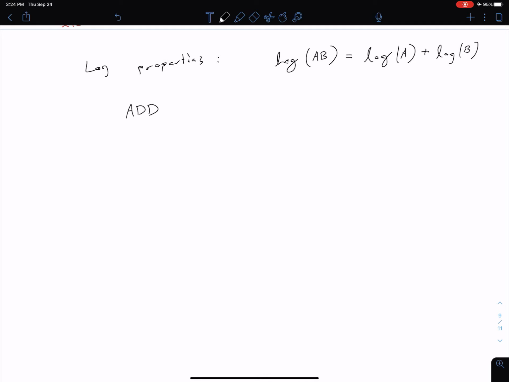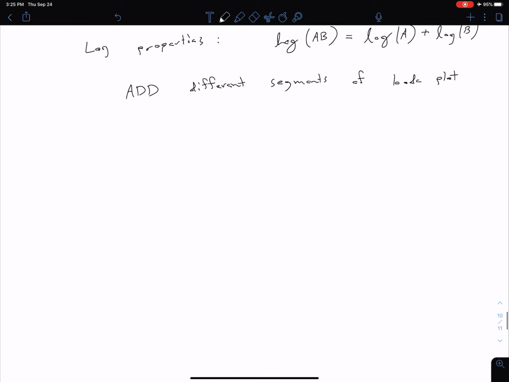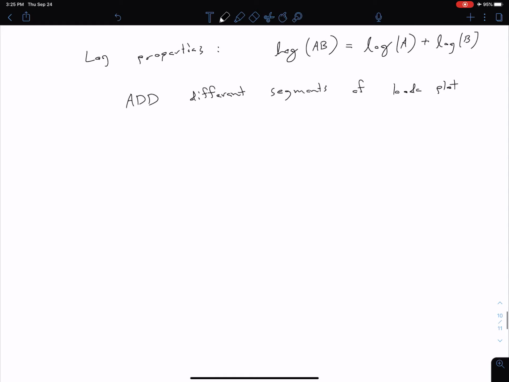So we can look at log of A separately from log of B, and then we add them together. So add different segments of the Bode plot to get our overall Bode plot. In order to get a better view of how that comes into play, let's consider another generalized form of our transfer function. Remember back in our first video, I said we can have a couple different generalized forms depending on what we're looking at.